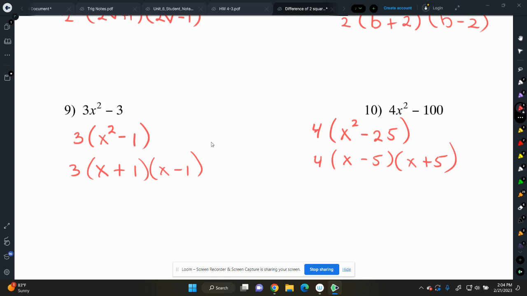Okay, anyone have questions? Remember, you're always going to take out your greatest common factor first. Okay, so the worksheet I'm going to give you now is practice with all the factoring that we learned, except for what we just did. Okay? We're done, but this will probably take it over.